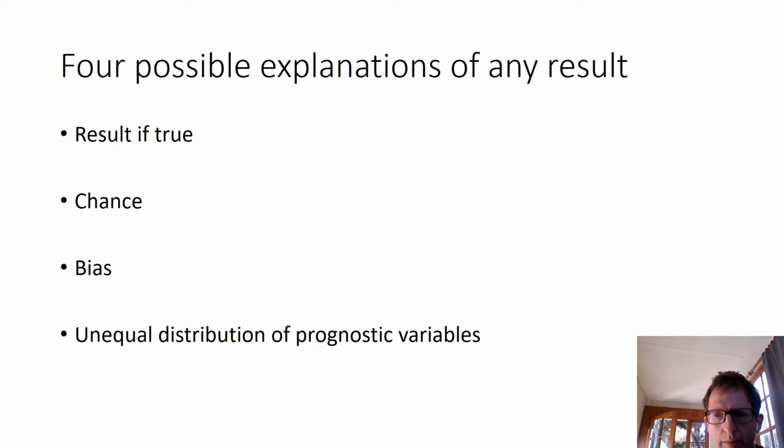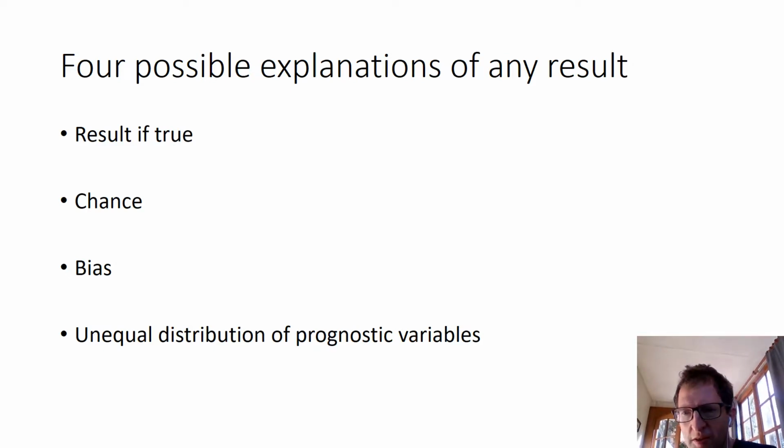So just to recap, there's 4 possible explanations for any result. There's the possibility the result is actually true. There's the possibility of chance, bias, or unequal distribution of prognostic variables. And you may recall in YouTube clip number 2, when we assessed the internal validity, we addressed bias, and in this particular article on pregabalin we found it was reasonably low in bias. Not perfect, but reasonably low.